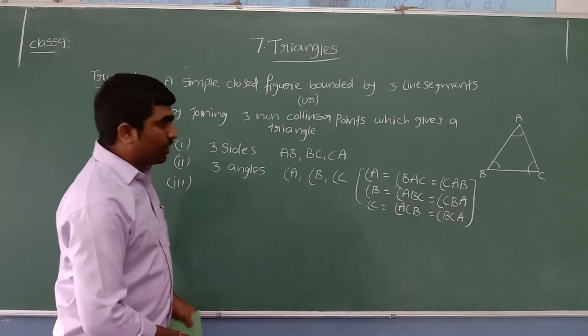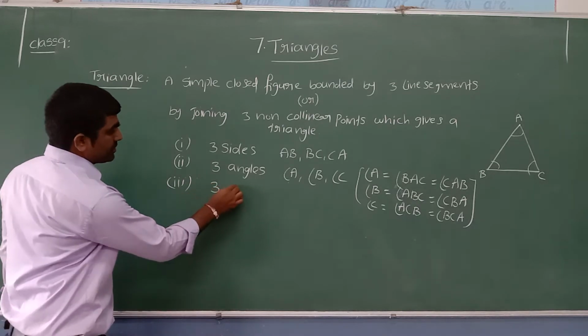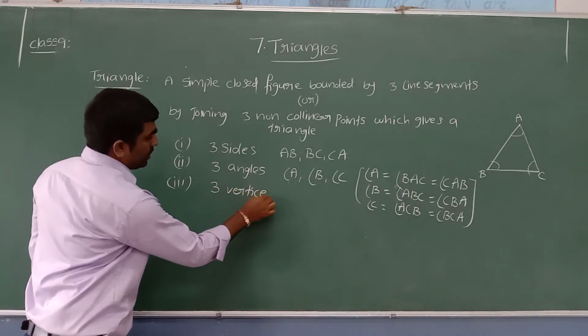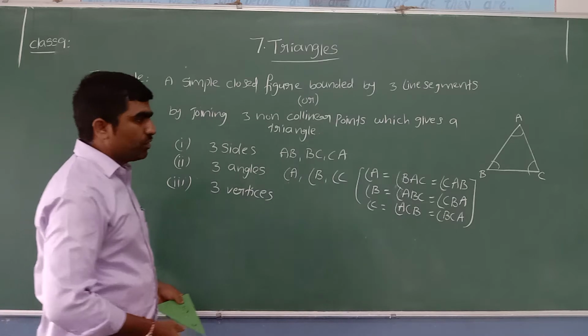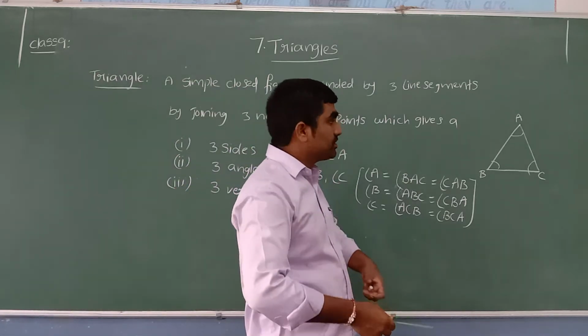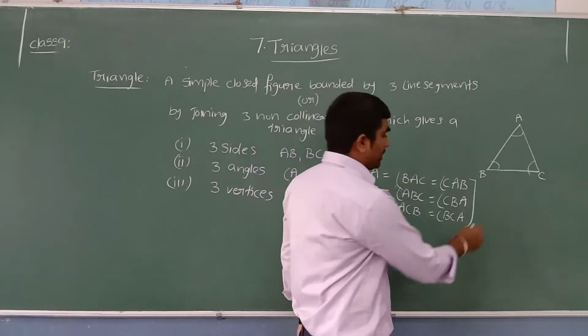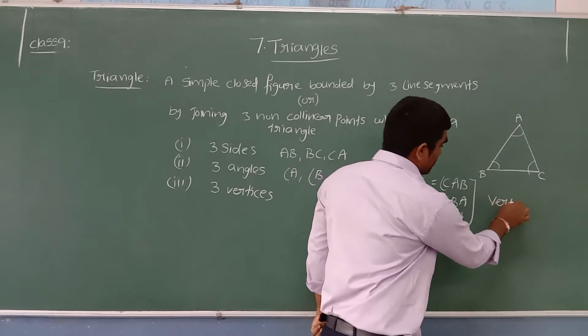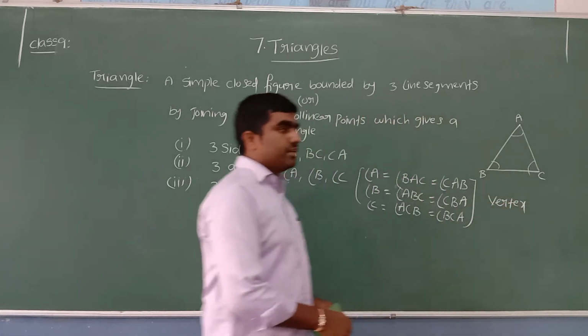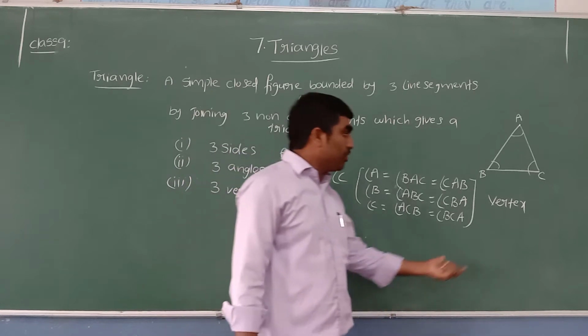We can see three vertices. How many vertices? We can see three vertices. Sir, what is meant by vertices? It is the plural word to the word vertex. Vertex is singular, vertices is plural. Then tell me, what is vertex?